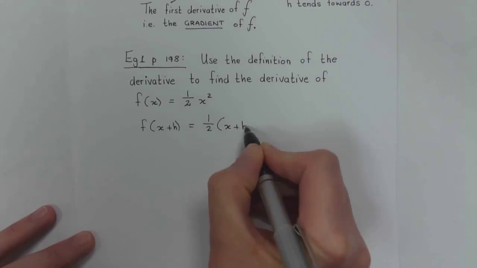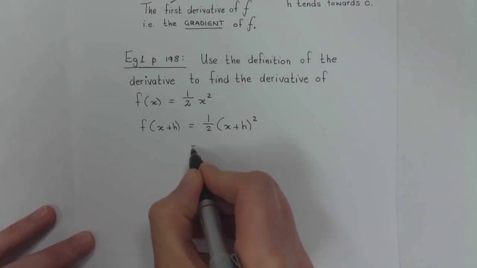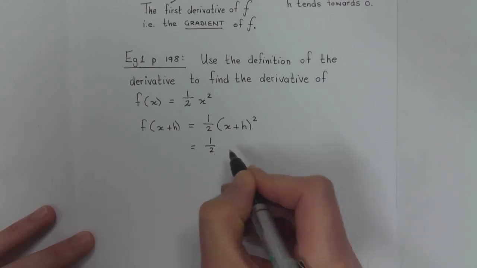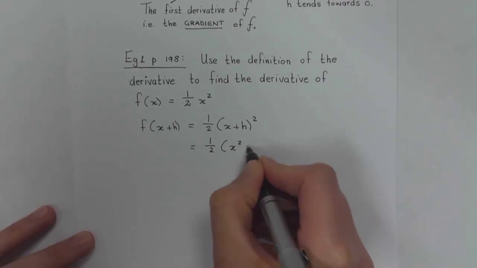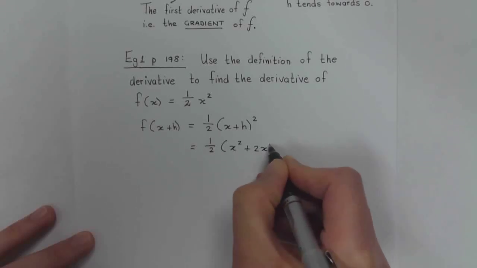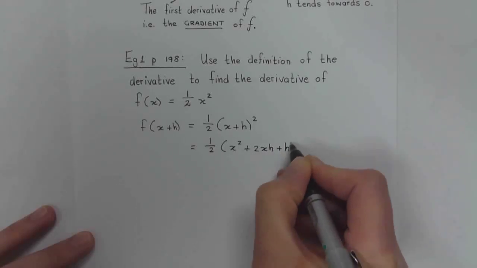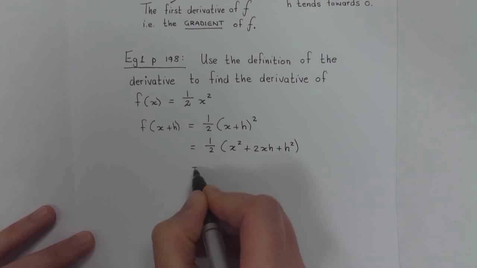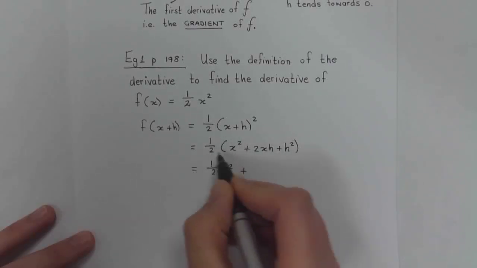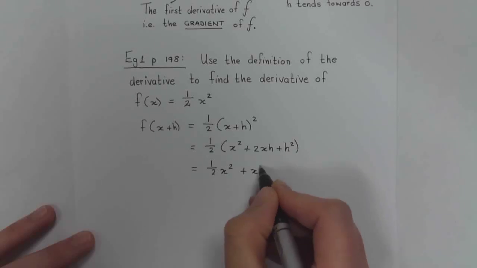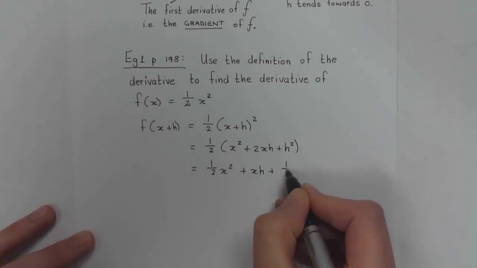So it's the x plus h squared. I'll leave the half on the outside for now, and I will calculate x plus h squared. So that's x squared plus 2xh plus h squared. And I will distribute that half, saying it's a half x squared plus, and now half times 2 is 1, so it's plus xh plus a half h squared.